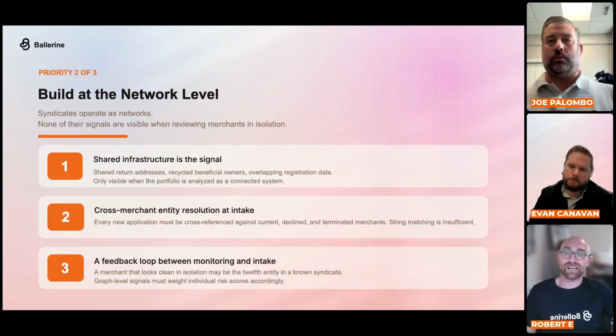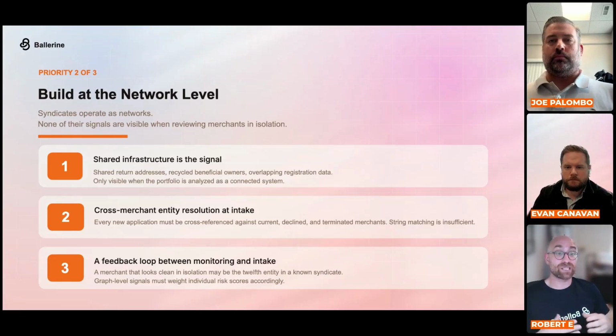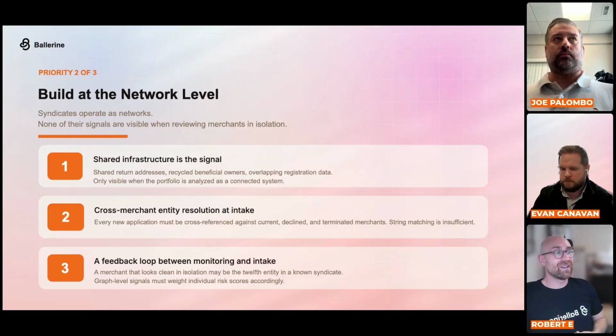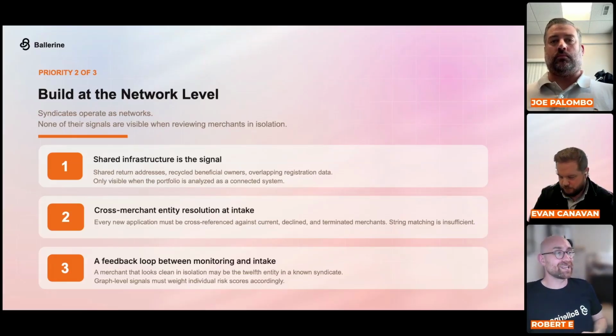So the next topic we want to cover is, again, this network level. As we know, there's a lot of shared infrastructure, and the difference between picking up on the scale of malicious merchant activity and how exposed you are can be whether you're dealing with it one by one or in a more sophisticated network way. So Evan, do you have some insight or examples of decisions that came out differently because you were able to look at things at a network level rather than at an individual level?